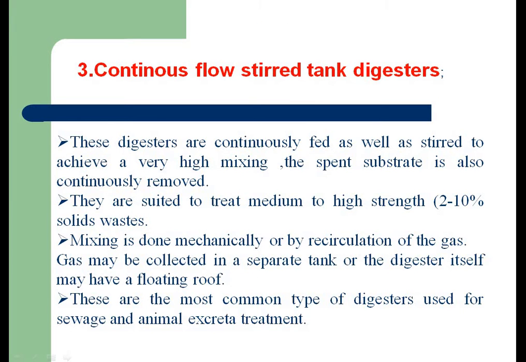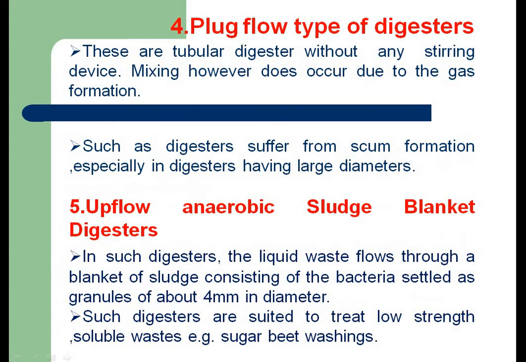Third is the continuous flow stirred tank digesters. These digesters are continuously fed as well as stirred to achieve very high mixing. The spent substrate is also continuously removed. They are suited to treat medium to high strength solid waste. Here mixing is done mechanically or by recirculation of the gas. Gas may be collected in a separate tank or the digester itself may have a floating roof. These are the most common types of digesters which are used for sewage and animal waste treatment. That is the batch and the continuous one.